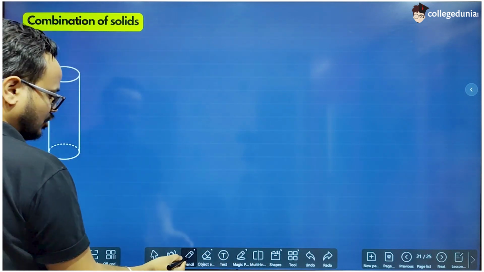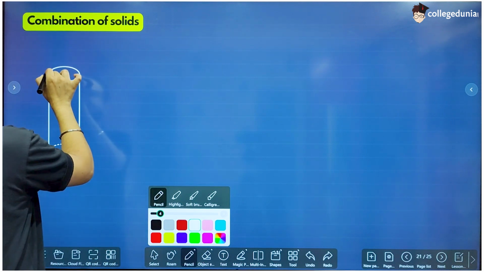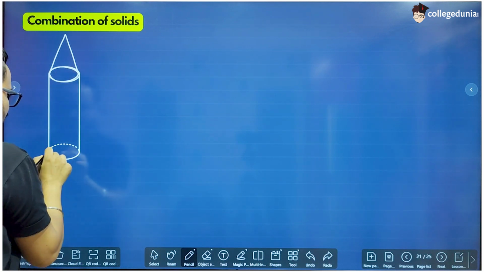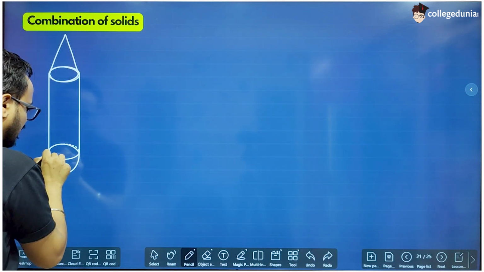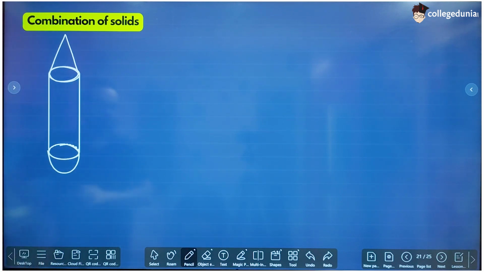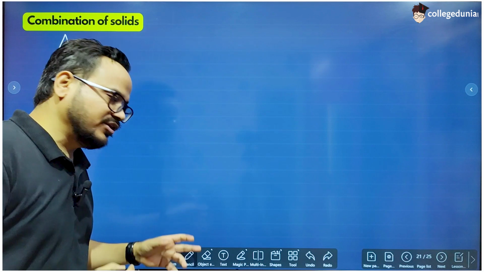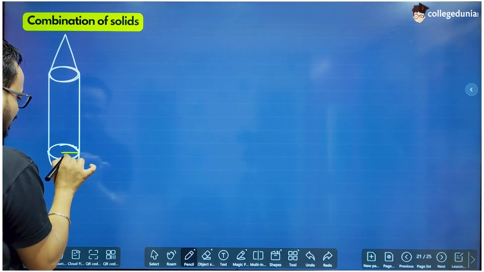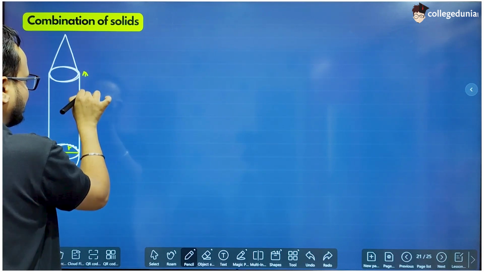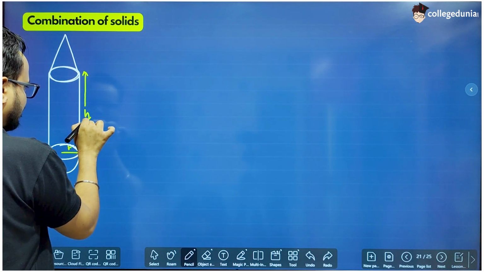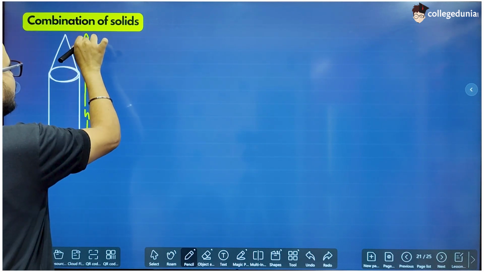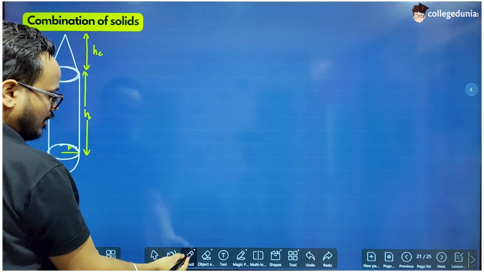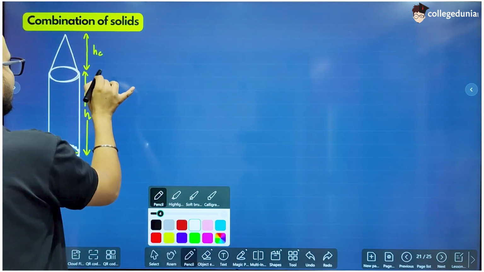Here we have a cylinder, and on top of it we have a cone like this, and suppose in the bottom we have a hemisphere like this, and the diameters are the same. So we have to find, suppose, the total volume of this particular body, or the total surface area, and so on. Now let's take the radius as r, the height of the cylindrical part as h, and the height of the conical part as hc. Radii are the same.